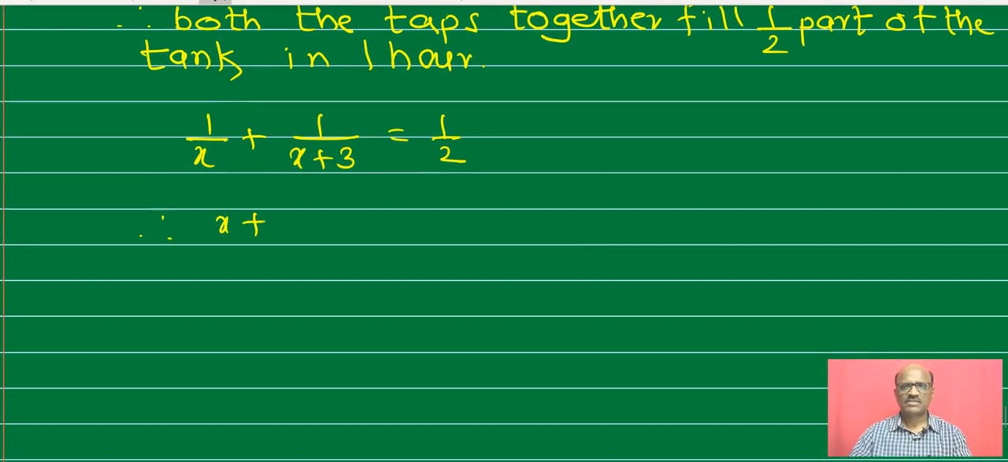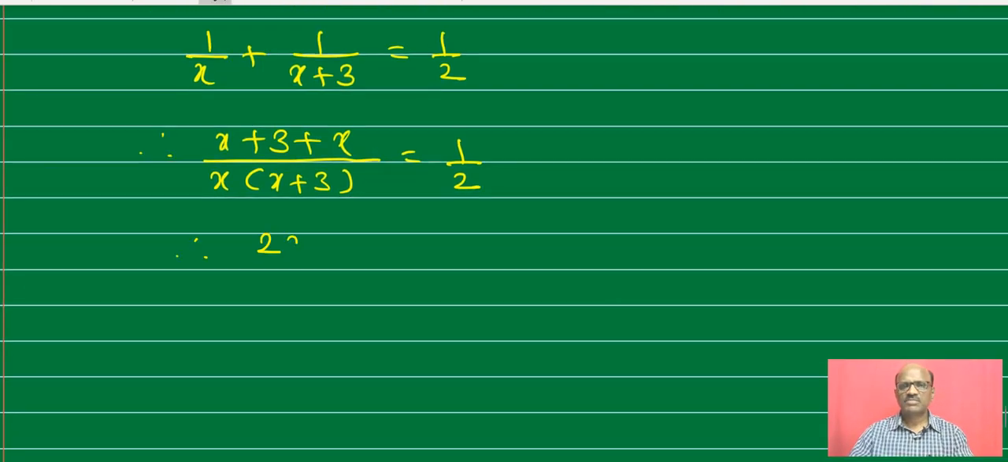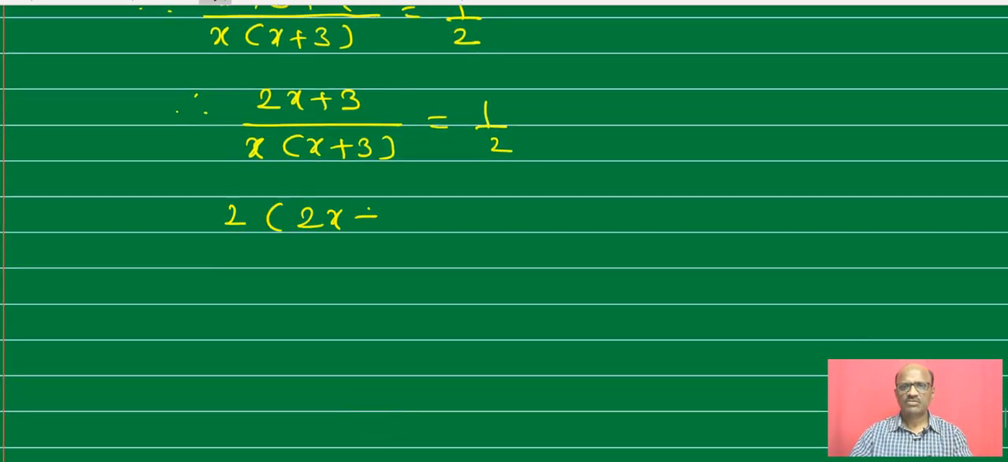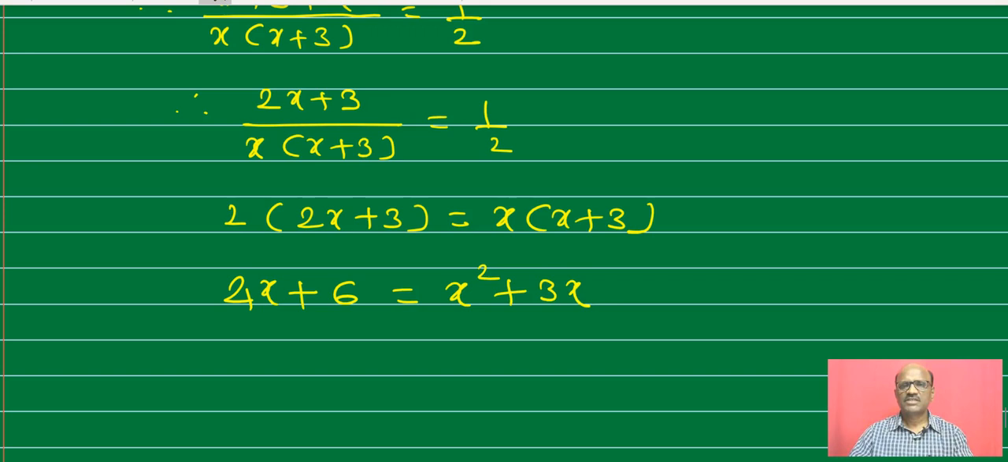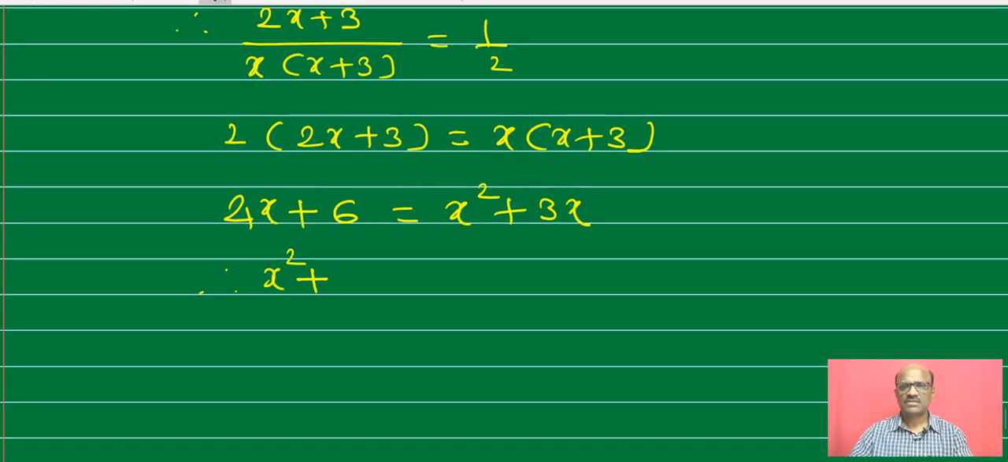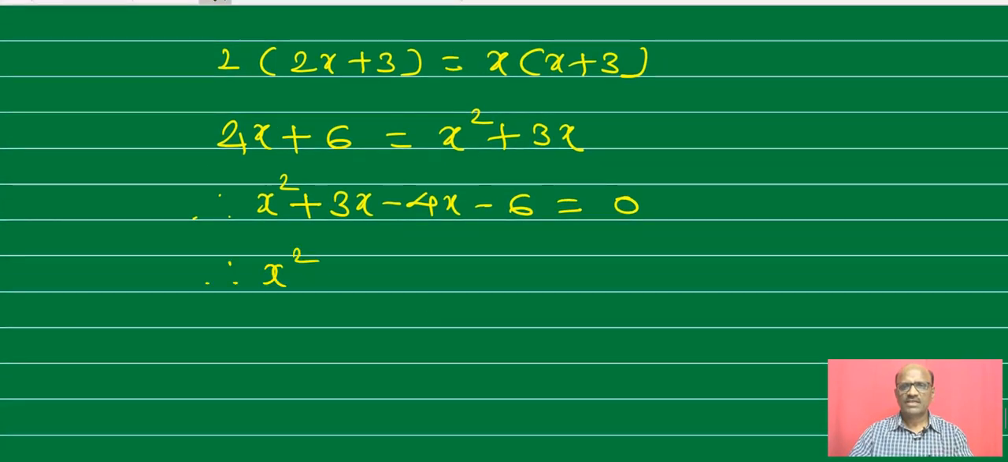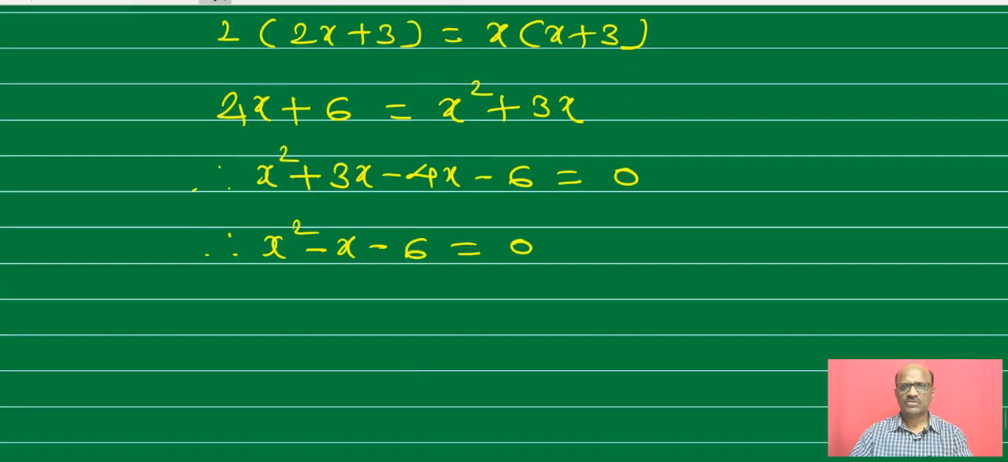Now simplify this. That is, cross multiplication, x plus 3 plus x upon x in bracket x plus 3 is equals to 1 upon 2. 2x plus 3 upon x in bracket x plus 3 is equals to 1 upon 2. Cross multiplication, 2 in bracket 2x plus 3 is equals to x in bracket x plus 3. That is 4x plus 6 is equals to x square plus 3x. Therefore, x square plus 3x minus 4x minus 6 equals to 0. x square minus x minus 6 equals to 0.